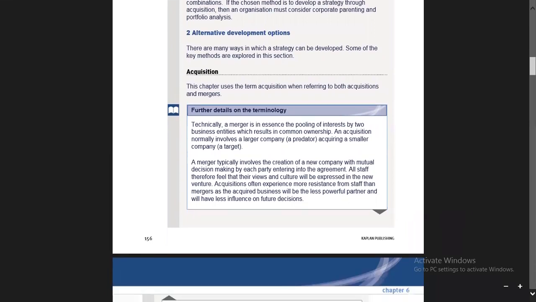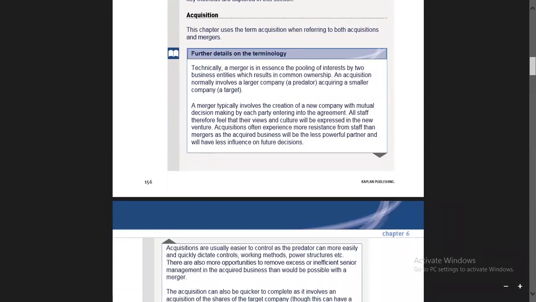Now acquisition, technically, is a merger in essence: the pooling of interest of two business entities. In a merger you are merging the things, pooling the interest of two business entities, and both are going in the same direction in common ownership. The ownership will remain the same. This is merger. And acquisition normally involves a larger company, a predator, acquiring a smaller company, which is a target. Predators are basically the big companies, multinationals, and their targets are smaller companies, which are basically the subsidiary companies I am talking about.